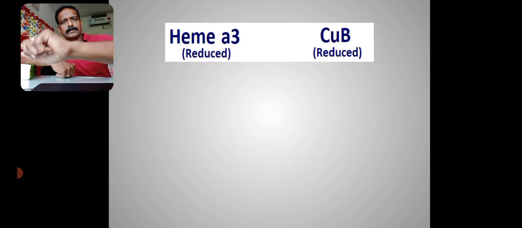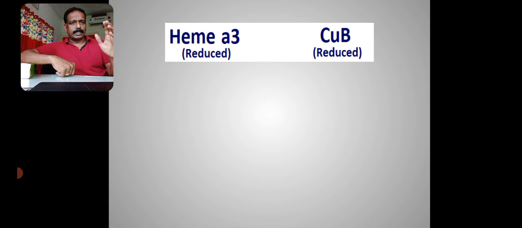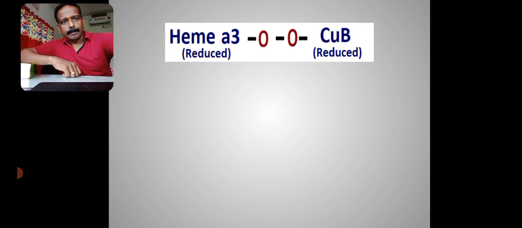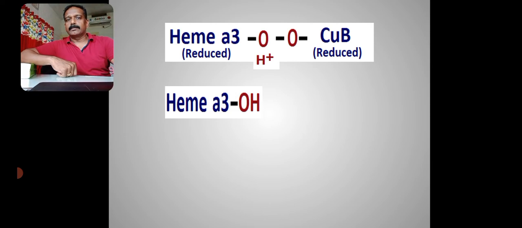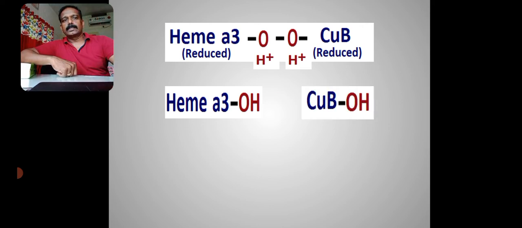Now let us see. So this is the heme A3 reduced, CUB also reduced. Now onwards, oxygen comes into play. Oxygen is accepted by heme A3 and CUB. So what is formed here is a peroxide linkage. And now a couple of protons, H+ ions, are accepted from the matrix. H+ is accepted by heme A3, and heme A3 becomes heme A3-OH. As well, CUB, the reduced form, also accepts another H+ ion, and it becomes CUB-OH.